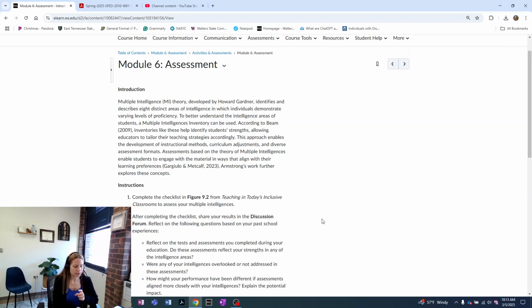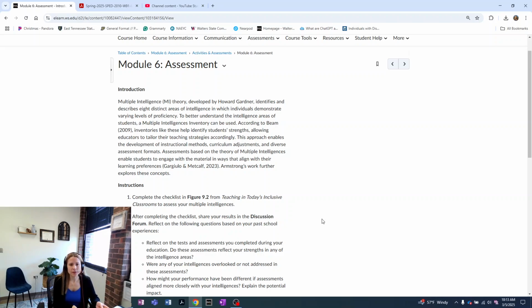Now, we talked about multiple intelligence a little bit in the book. Multiple intelligence is a theory that was developed by Howard Gardner. He says that there are 8 distinct areas of intelligence in which individuals will demonstrate.